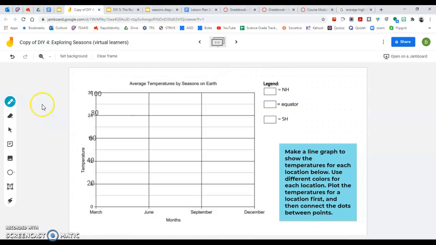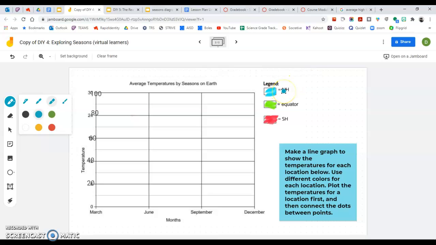Next, I'm going to make my color key. I'm going to use the highlighter tool because I think it's a little easier on the Jamboard. I'm going to use blue as my color for the northern hemisphere, green for the equator, and red for the southern hemisphere. Now, if I'm going to make a line graph showing all 3 of these locations and their average temperatures by season, I'm going to need to plot all of my points first.